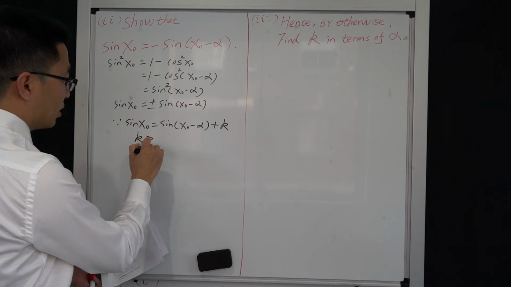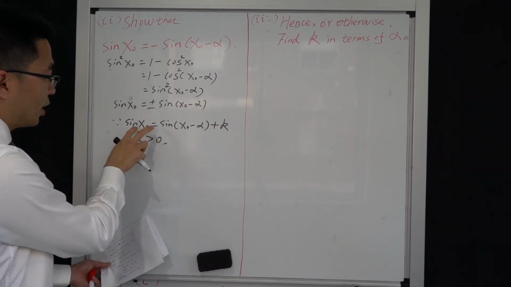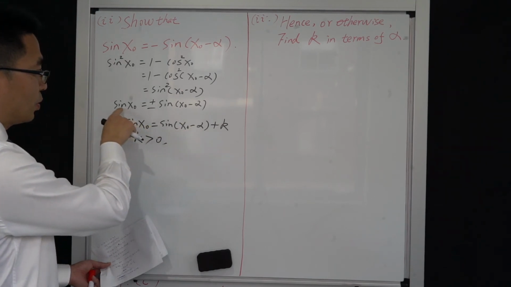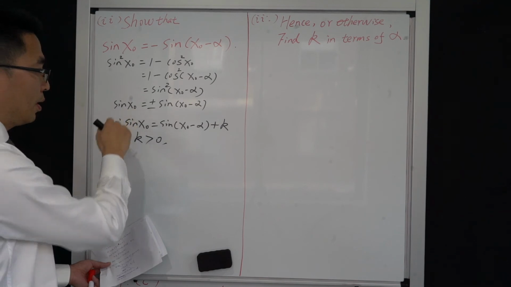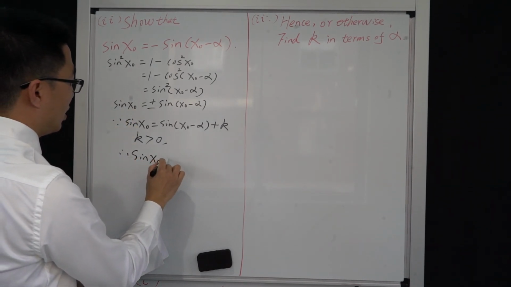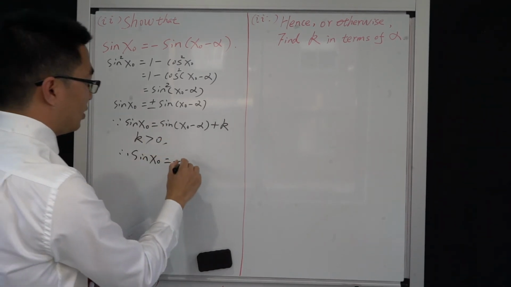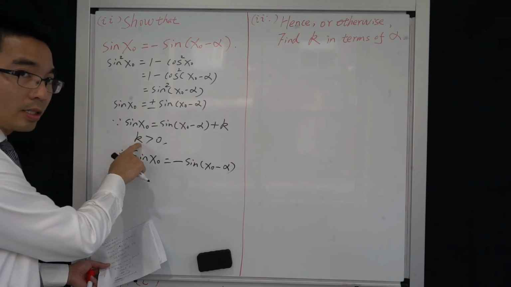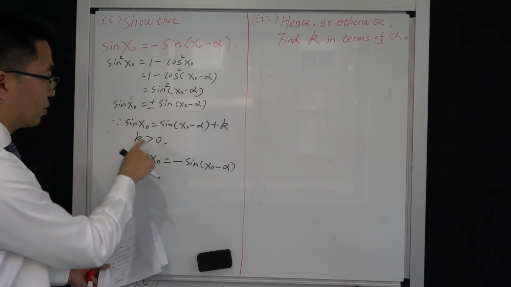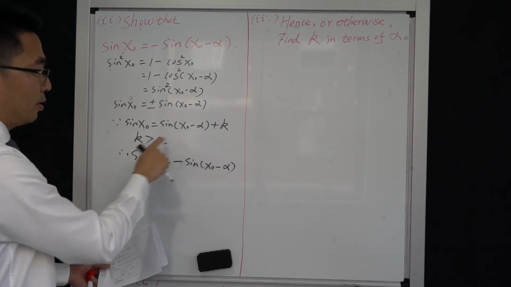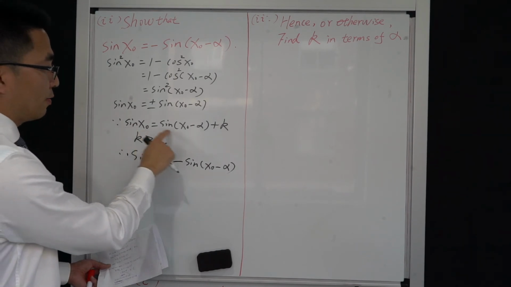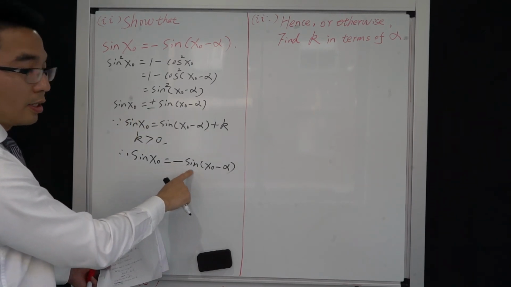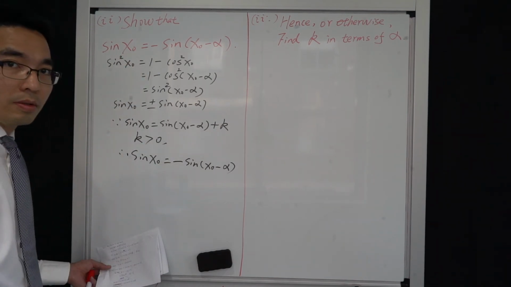Since k is not a zero number, it's a positive number, which means sine x0 cannot be equal to sine (x0 minus alpha), so we cannot choose a positive result for sine x0. Sine x0 has only one result, and it's negative sine (x0 minus alpha). Because k is not zero. If k is 0, then we have two answers, but k is positive, so we can't have the positive one here. So sine x0 equals negative sine (x0 minus alpha), which matches the question.